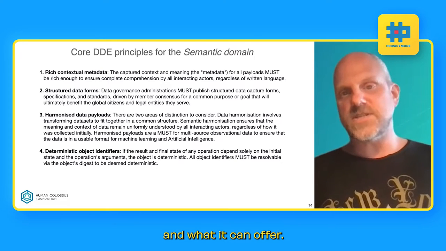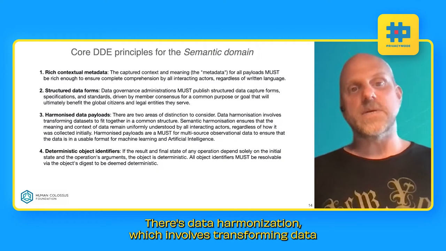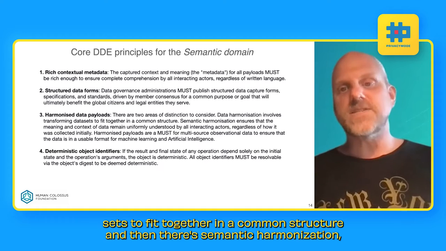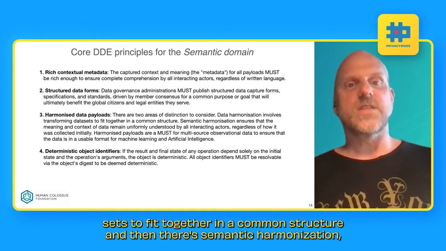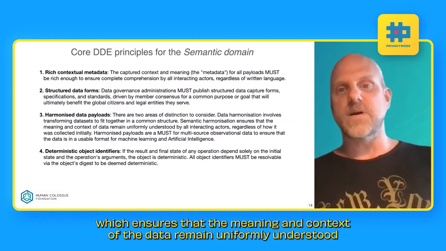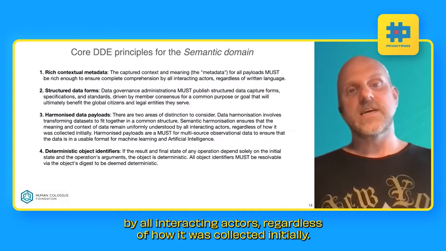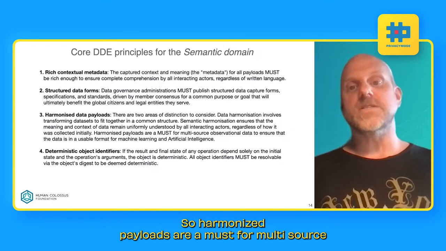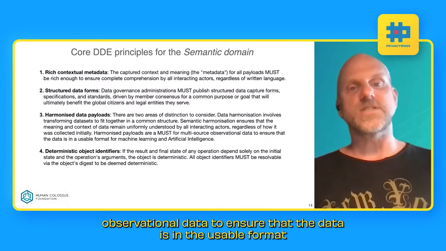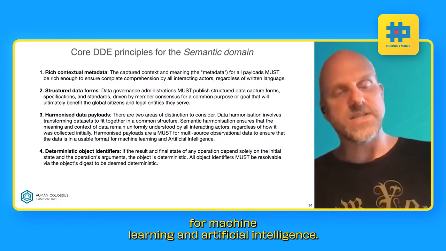There's two areas of distinction to consider. There's data harmonization, which involves transforming data sets to fit together in a common structure. And then there's semantic harmonization, which ensures that the meaning and context of the data remain uniformly understood by all interacting actors, regardless of how it was collected initially. Harmonized payloads are a must for multi-source observational data to ensure that the data is in a usable format for machine learning and artificial intelligence.